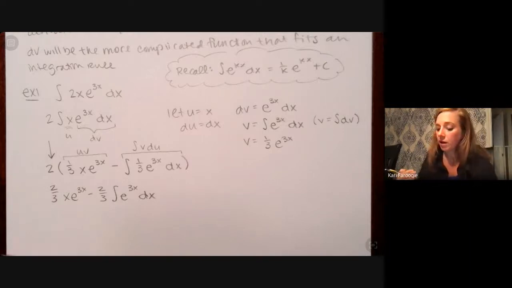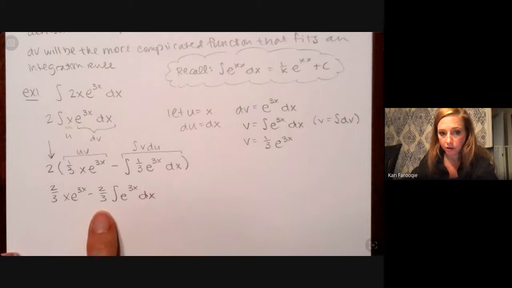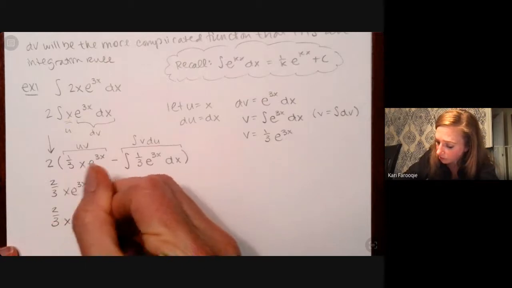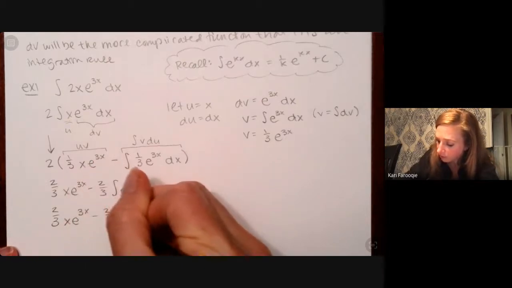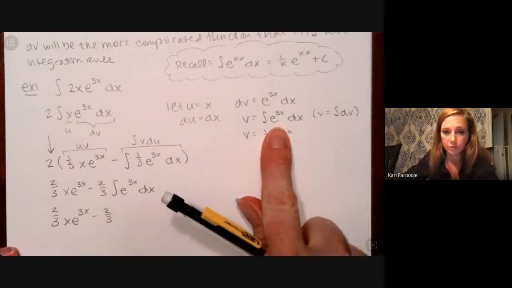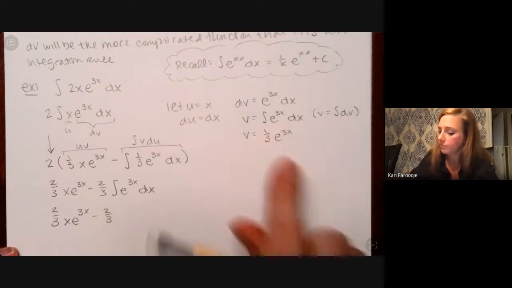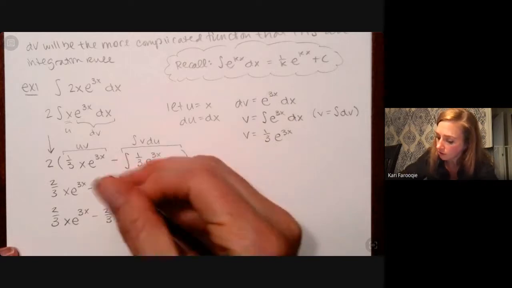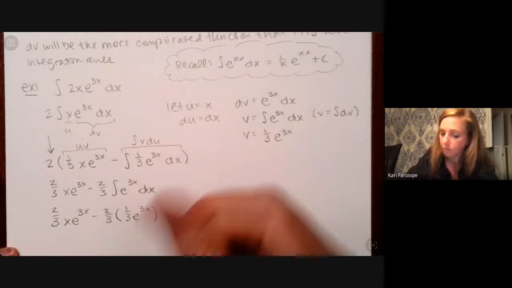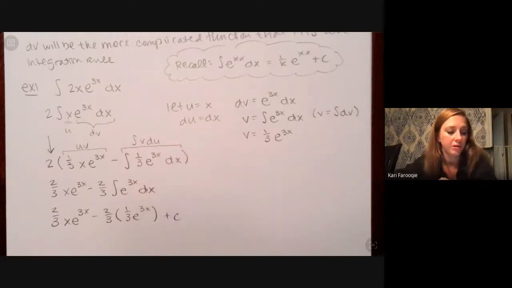Okay. And then the last thing I need to do here is just integrate. So I'm going to leave the first term as it is, 2/3 x e to the 3x minus 2/3, and then we already know how to integrate this. We did it before, so we're just going to do it one more time. This integral right here is going to be 1/3 e to the 3x, and then we're always going to pop up plus c onto our answers here for our indefinite integrals.